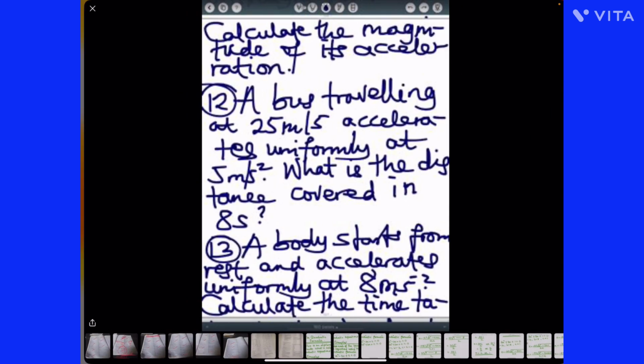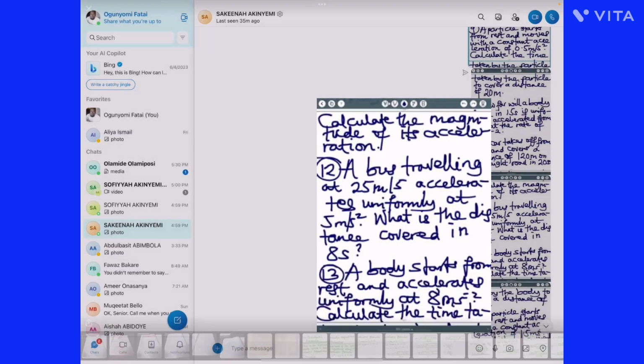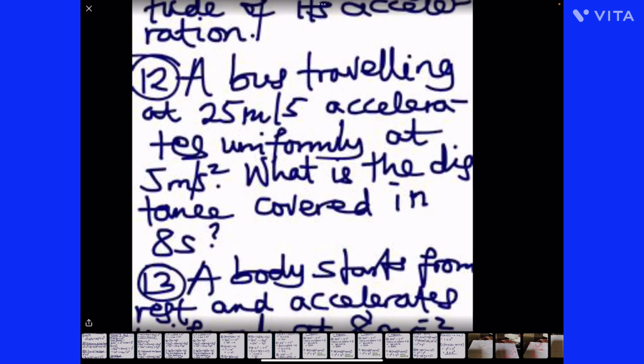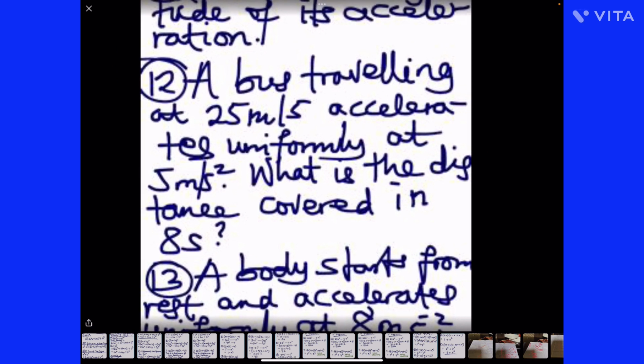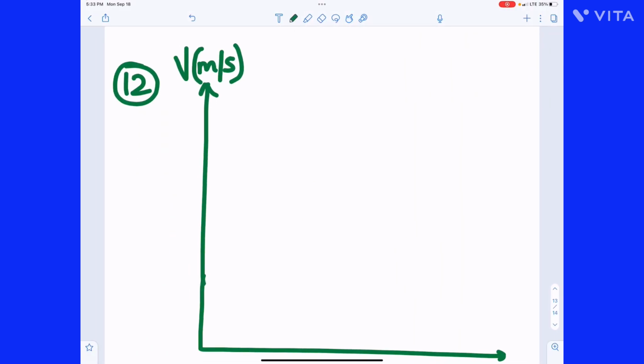It says a bus traveling at 25 meters per second. Never mind that this looks like a 5, it's 25 meters per second. So that means the initial velocity was 25 meters per second. It accelerates uniformly at 5 meters per second squared for a period of 8 seconds.